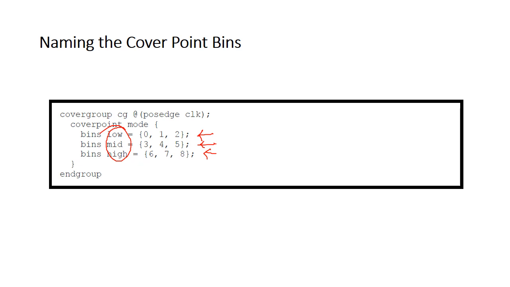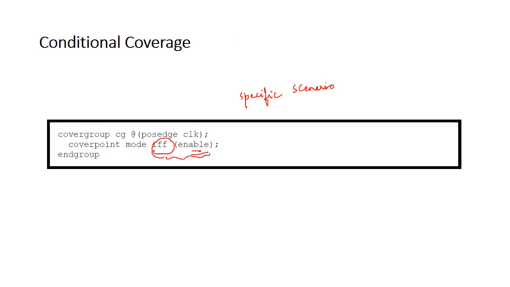Next is regarding naming the cover point bins. The cover point bins are named here as low, mid as well as high, which are activated for the values specified over here. Naming the bins helps us in identifying as well as reporting specific coverage scenarios. This also makes it easier to understand the coverage reports.